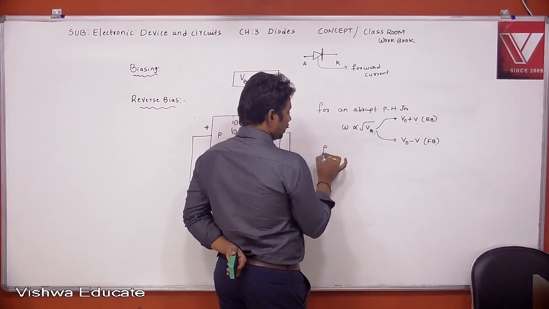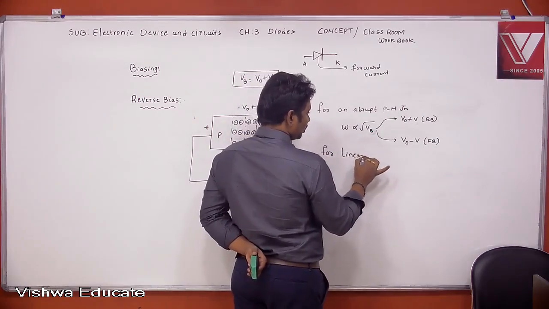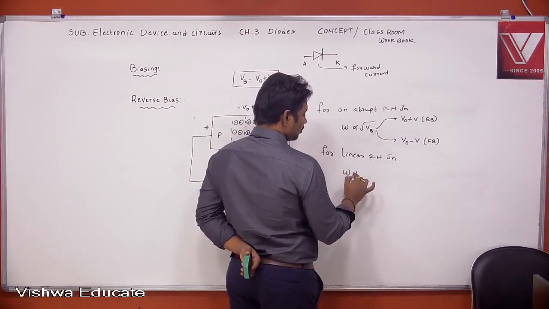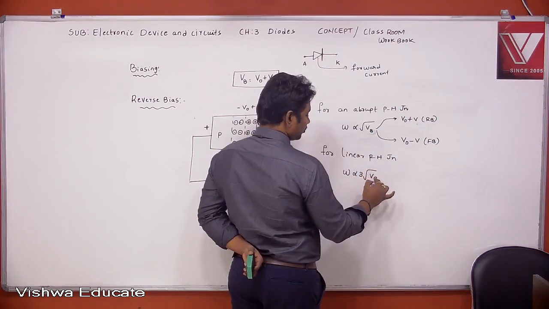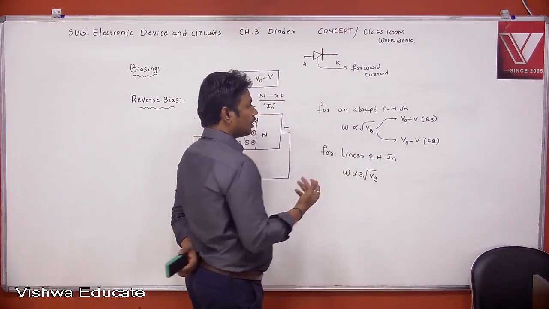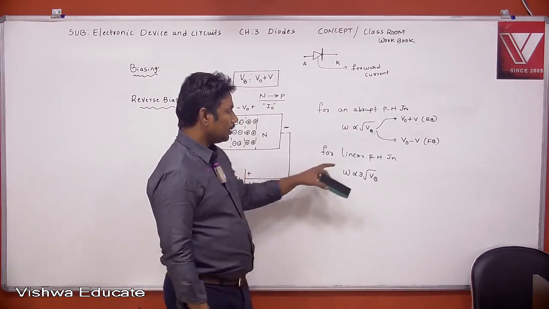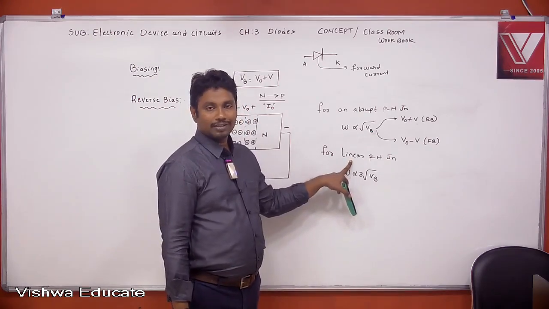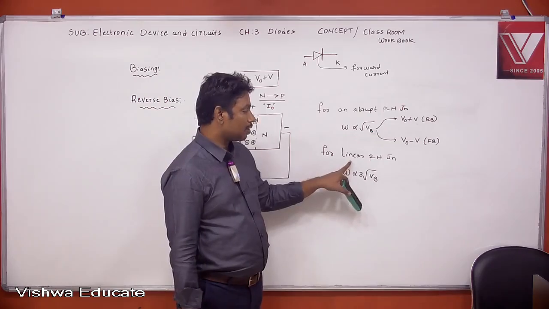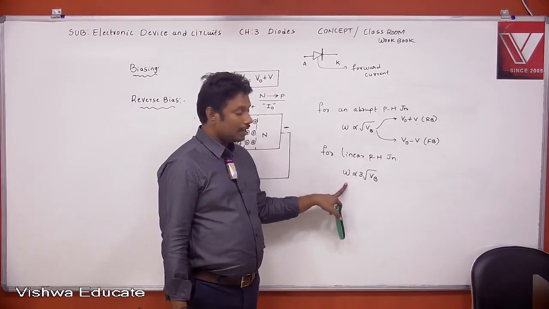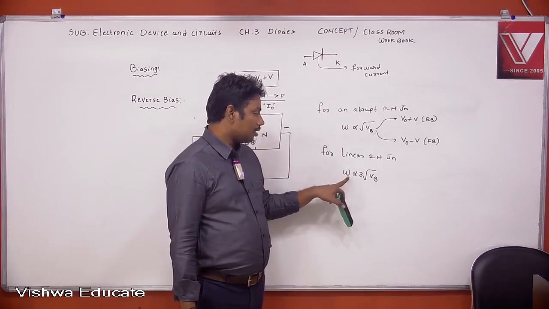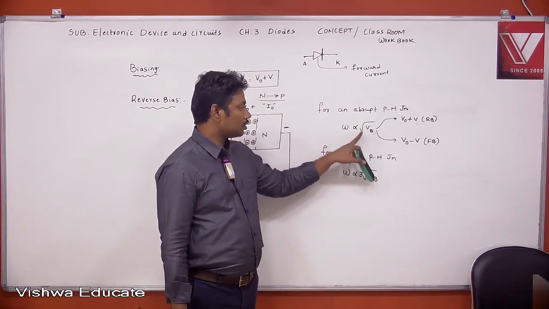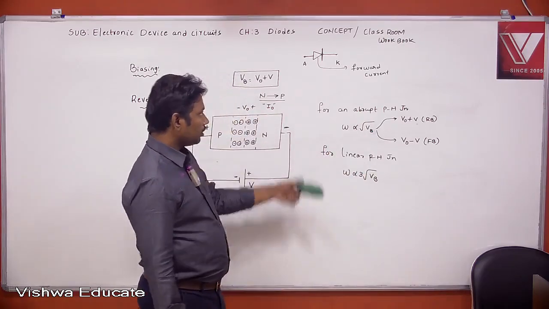Next, similarly for a linear PN junction, WB is proportional to the cube root of VB. We have two types of junctions, abrupt and linear. A linear PN junction is nothing but a junction at which the concentration is minimum and the concentration is maximum at the far end of the PN junction. Such PN junctions are called linear PN junctions. In case of linear PN junctions, the relation between depletion width and the potential is cube root of VB. In case of abrupt, square root of VB. Copy?